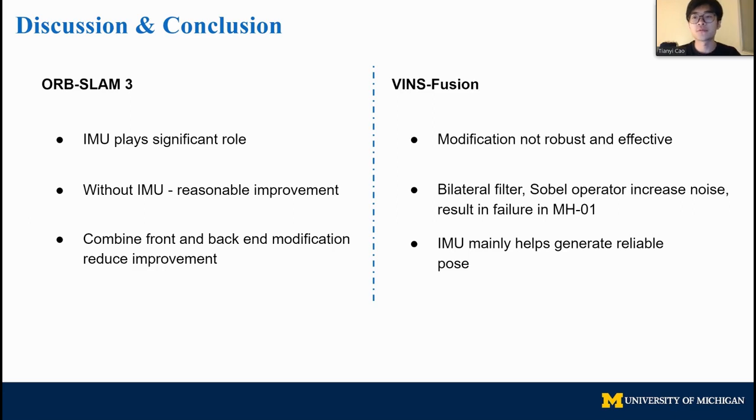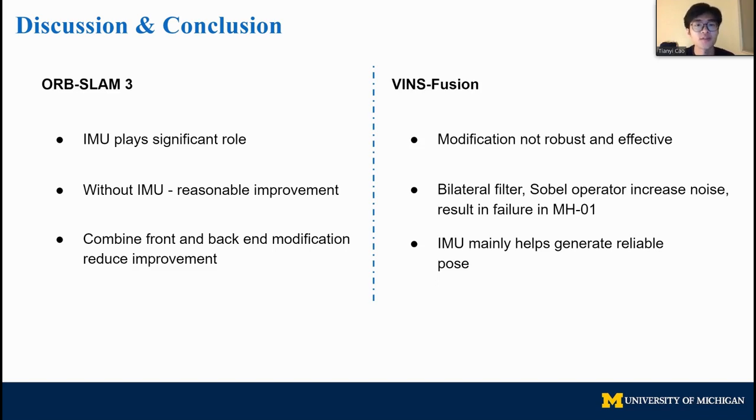In conclusion, we find that in ORB-SLAM3, the IMU plays a significant role when we use the stereo camera and IMU together in the system. If we only use the stereo camera without IMU, we can get reasonable improvement based on our modification. But as we try to combine the front and back-end modifications together, the improvement is reduced.